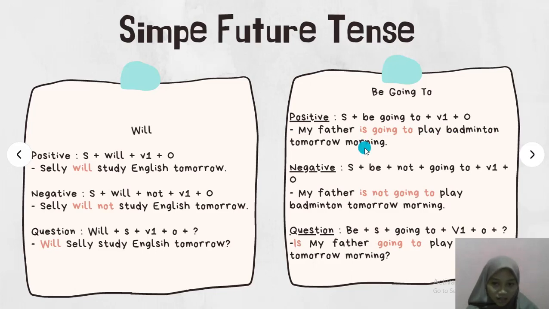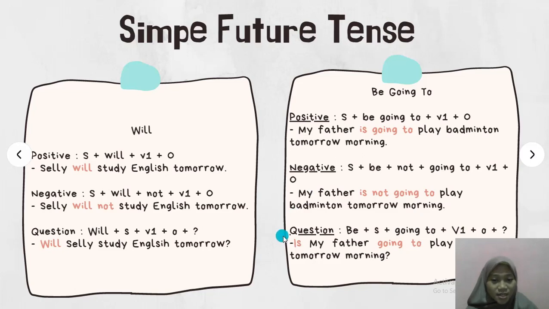When we want to make a negative sentence, the formulation is subject, be. After be we put not and going to plus verb 1 and object. For example, my father is not going to play badminton tomorrow morning. My father is not. Here, not indicates the negative statement. After not, we put going to and then play badminton tomorrow morning.